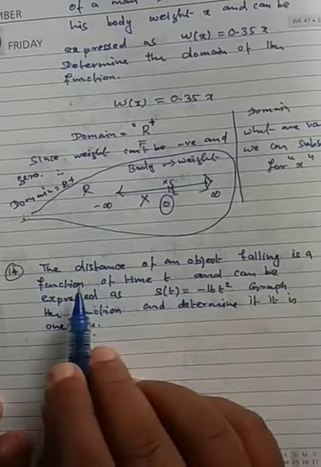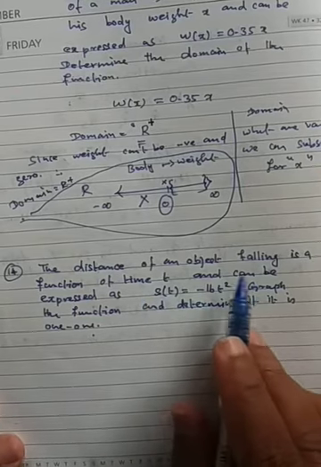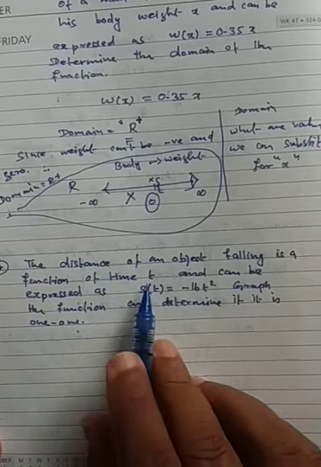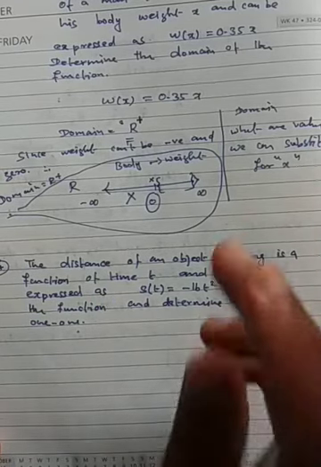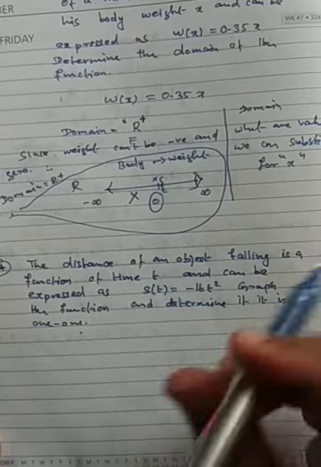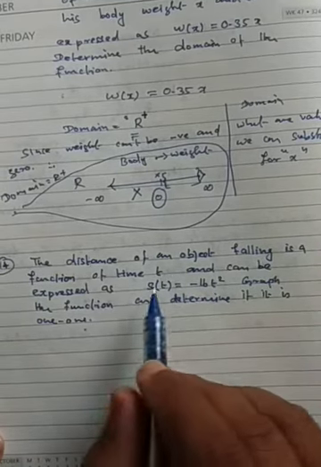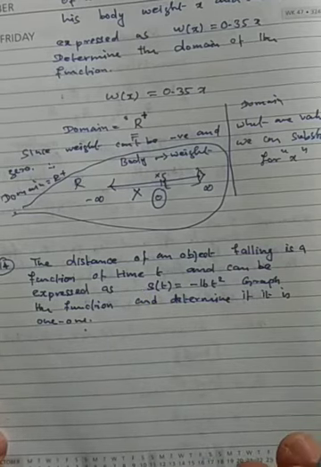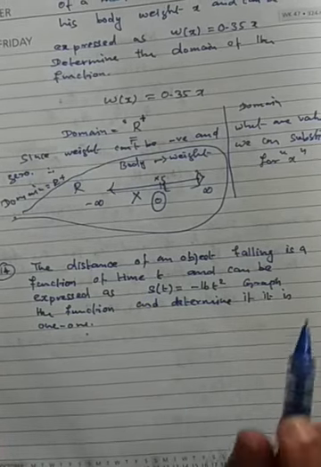See here, the distance of an object falling. The distance of an object falling is a function of time t. If you drop a pen, for example, it goes down. That is what we are saying: the distance of a falling object is a function of t, because it will take some time to reach the ground.